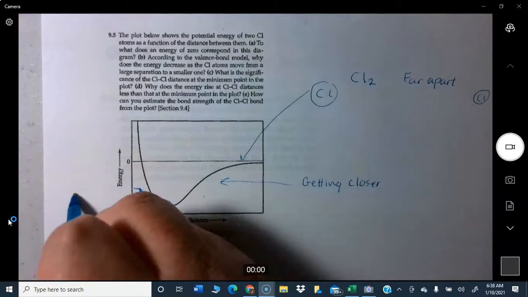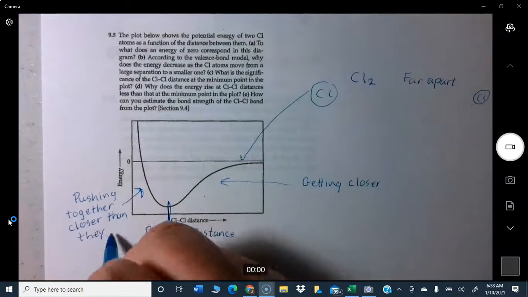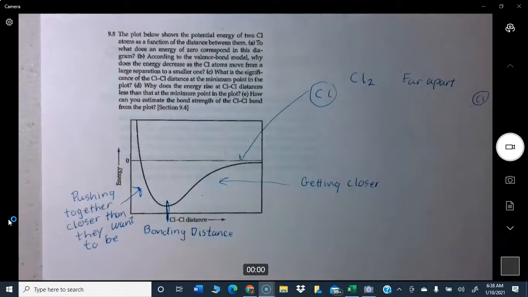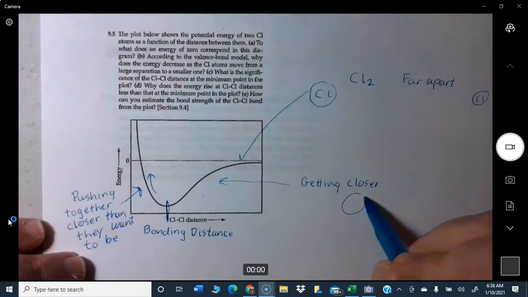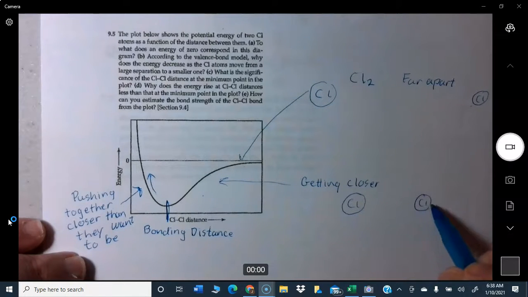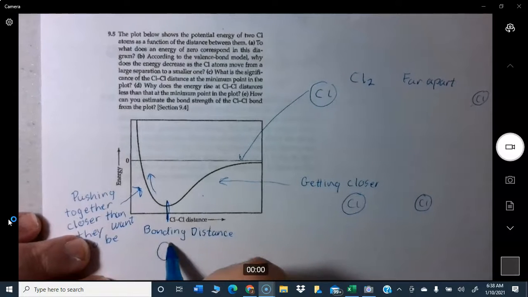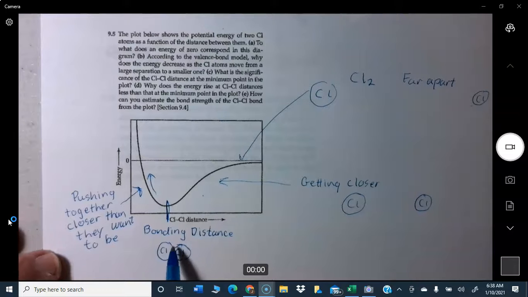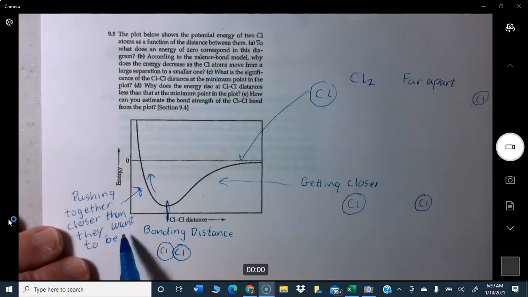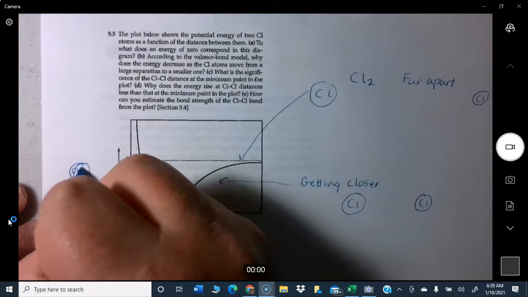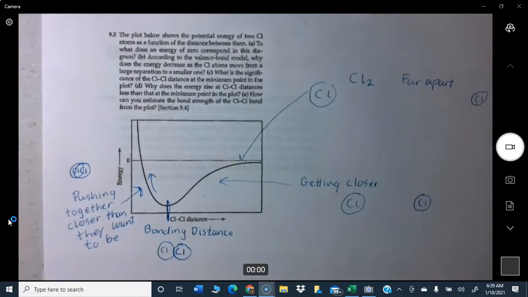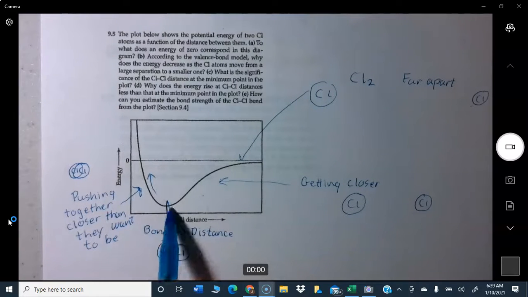So this is pushing them together, closer than they want to be, and that's why this would be going up. Okay, so this is represented by this, and this is represented by this. We'll just say that there they are, they're covalently bonded, and that's their bonding distance. And this would be represented, I guess I'll put it up here, by this. They're too close together. They're too crowded together. And so they're going to want to push backwards to this, okay?